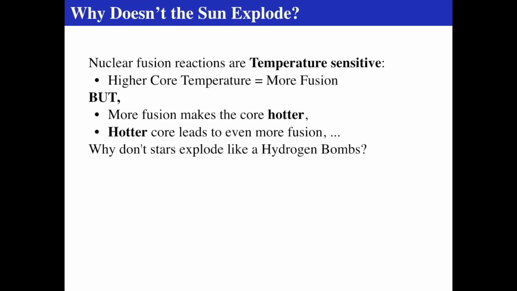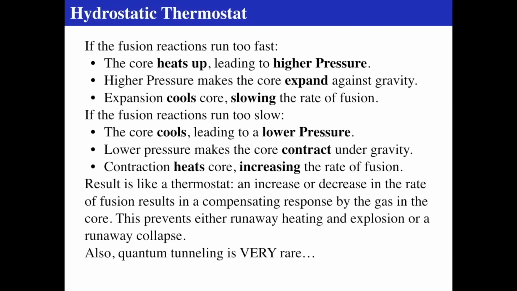So why don't stars explode like big bombs? Why don't they go out of control? That's an interesting question. There's a thermostat. Again, we go back to hydrostatic and thermodynamic equilibrium. When the core heats up, that leads to a higher pressure. The higher pressure means the whole core expands against gravity, and that cools the core, which then slows the rate of fusion. Now, if it runs a little slow because fuel is running out, the core cools, which leads to a lower pressure. Then gravity pulls things together and makes it contract, and that heats the core.